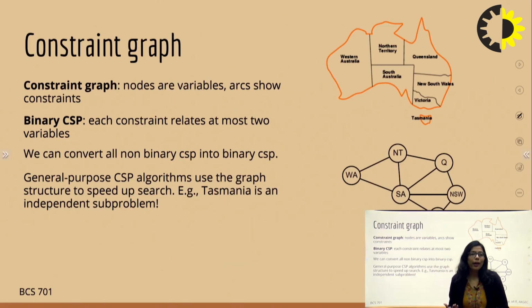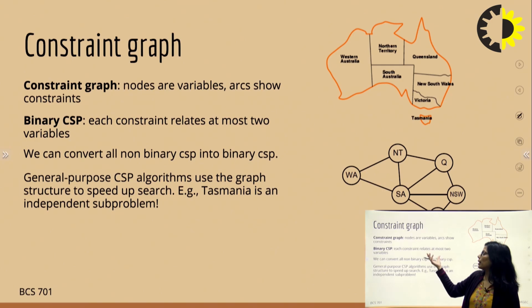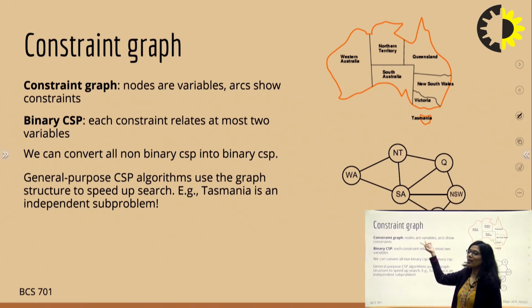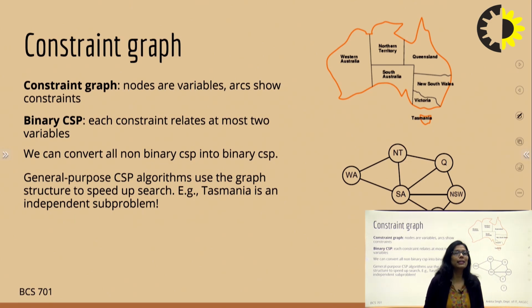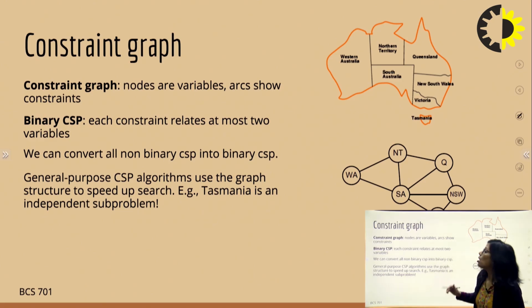Now, whenever we try to solve a CSP problem, we try to make a graph of it. For that, we make a constraint graph. In the constraint graph, the nodes are the variables that we want values for, and the arcs show the constraints. Whenever we have a binary CSP, it means we have constraints that relate to two variables. We can always convert a non-binary CSP to a binary CSP. For example, now this is my territory and I have to put colors to it.